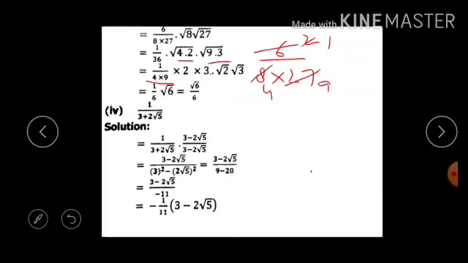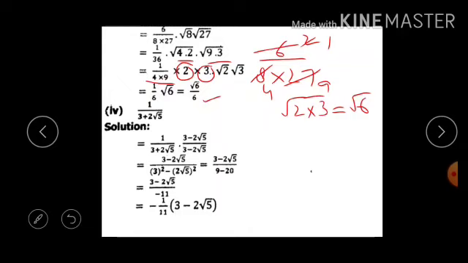4 is a perfect square, which is 2. So we can take 2 out of the square root. 9 is a perfect square, which is 3. So we can take 3 out of the square root. Square root of 2 multiplied by square root of 3. Square root of 2 multiplied by 3 is equal to 6. The final answer is square root of 6 divided by 6.